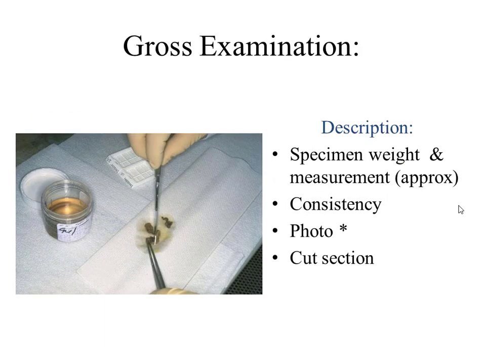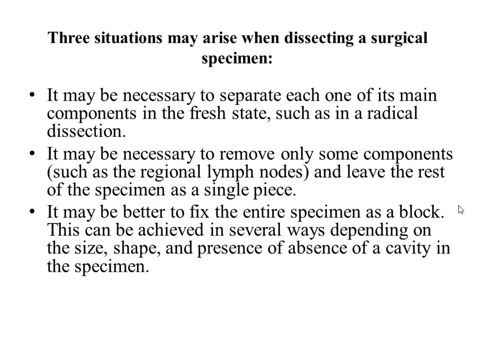On a gross examination, we describe the pieces which we received: size, shape, color, consistency. We make photos and we cut it, if it's needed, into small pieces, 1 to 1.5 to 0.3 centimeter in size. Three situations may arise when dissecting a surgical specimen.